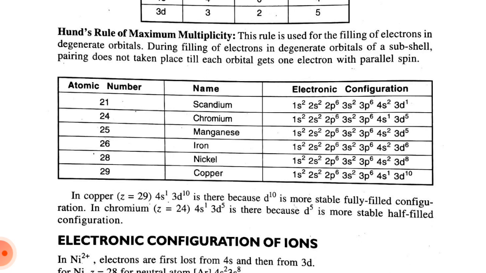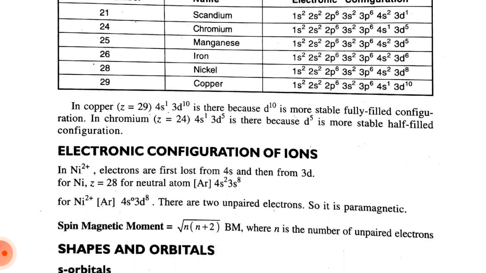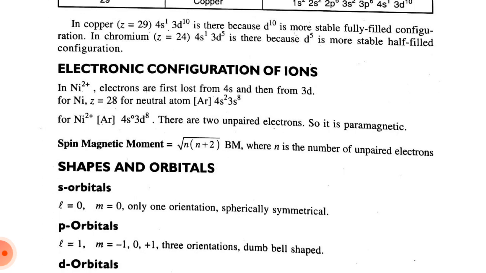Atomic number 29, copper: 1s² 2s² 2p⁶ 3s² 3p⁶ 4s¹ 3d¹⁰. For copper, Z is 29, so 4s¹ 3d¹⁰ is there because d¹⁰ is a more stable fully filled configuration. And for chromium, Z is 24, 4s¹ 3d⁵ is there because d⁵ is a more stable half-filled configuration.